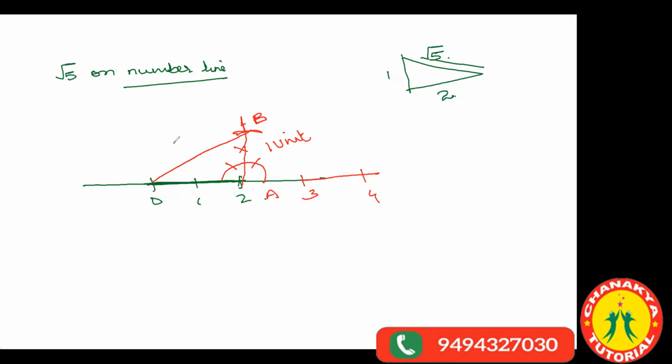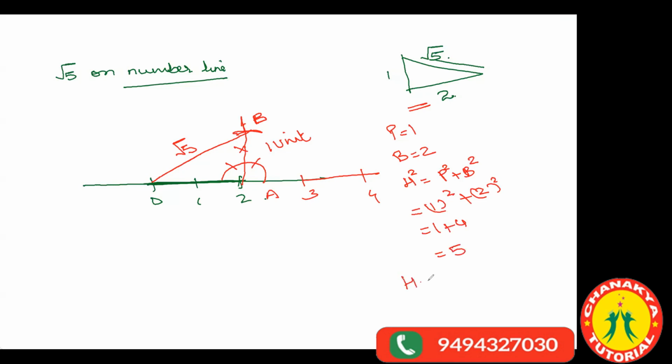Now by Pythagoras theorem, it will be root 5. We have done here, because perpendicular is 1 unit. Base is 2 unit. Then your hypotenuse square is equal to perpendicular square plus base square. So it will be 1 square plus 2 square. So 1 plus 4, it will be 5. Then hypotenuse will be root 5. Clear, beta? Okay, ma'am. So length of OB will be root 5 units.